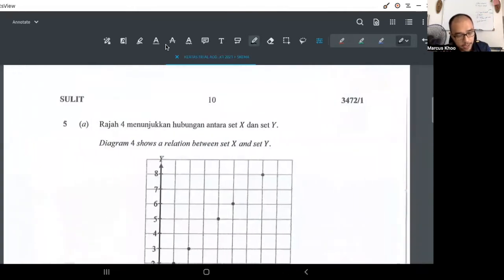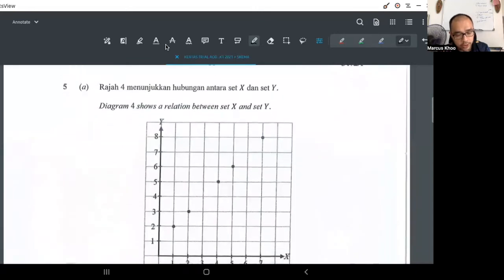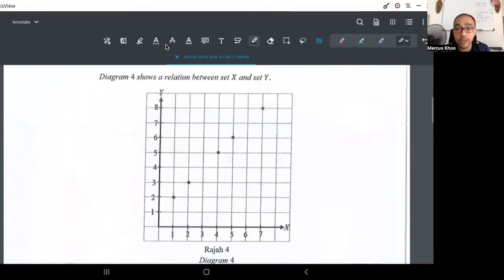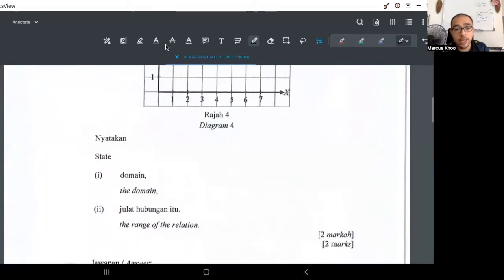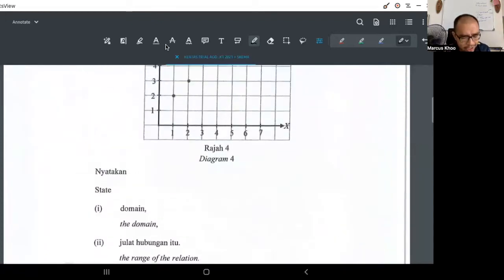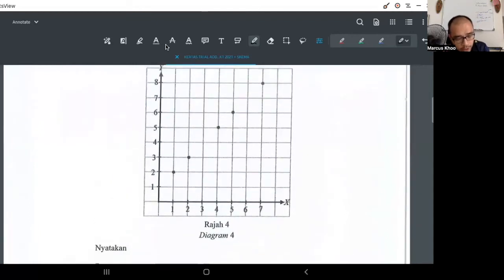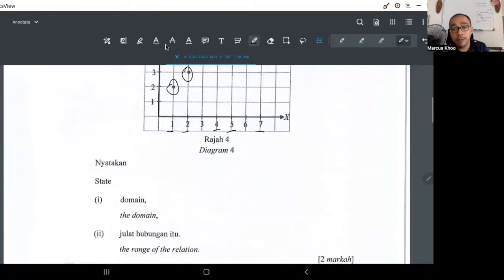Okay. All right. Diagram 4 shows a relation between set x and set y. So this is a function question. Okay. State the domain and the range. Okay. Well, the domain is everything that got x value lah. Okay, and then remember domain is 1, 2, 4, 5, and 7. But remember, domain is written with the squiggly. Yeah? So 1, 2, 4, 5, and 7. Okay, everything.